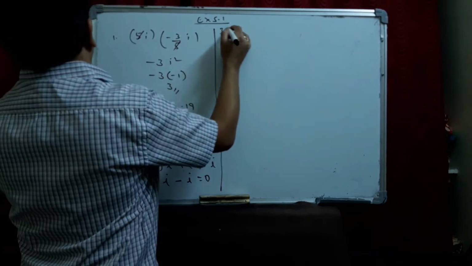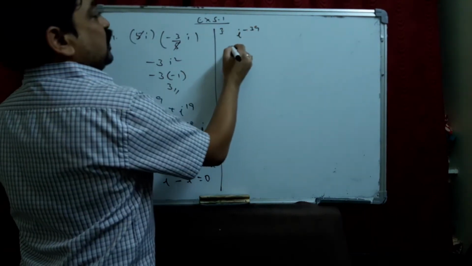Now the third question. i power minus 39. How to do this?